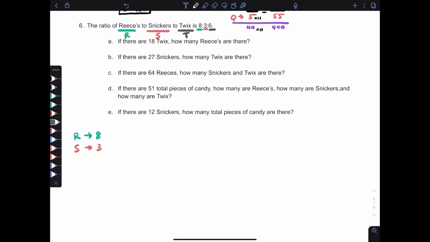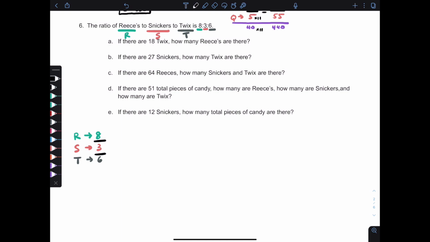And if you want, you can comment and let me know if you have a favorite of these 3. I like all of them actually, just in different ways. But Twix is probably the one I could eat the most of. I like Reese's, but I can't eat a lot of them.